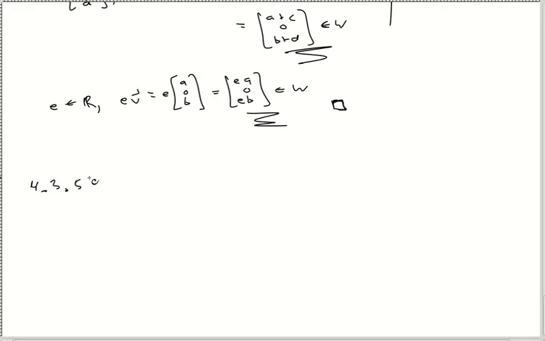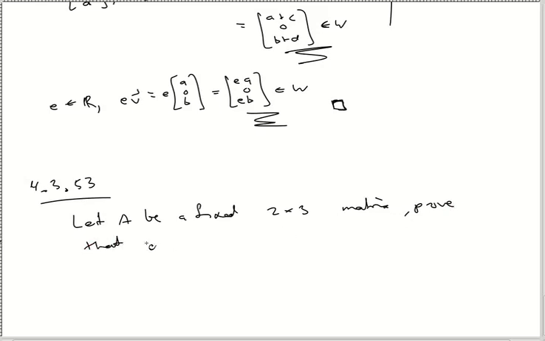4, 3, 5, 3. Okay. So here is the proof. Let A be a fixed 2x3 matrix. Okay. I'm going to prove that W is equal to, and here's my set, X element of R3, as long as AX is equal to 1 comma 2. Okay, and I'm going to prove that it is not a subspace.